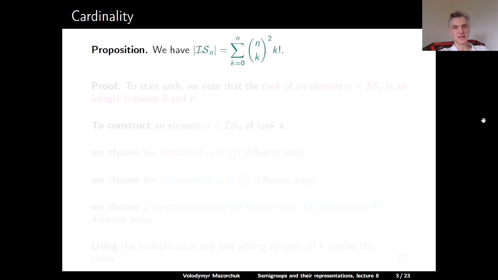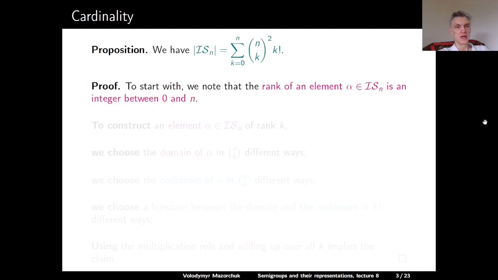Let's start by discussing the cardinality of the symmetric inverse semigroup on n elements. So proposition: the cardinality of ISN equals the sum, where k ranges from 0 to n, and then we should take n choose k, square it, and multiply with k factorial.